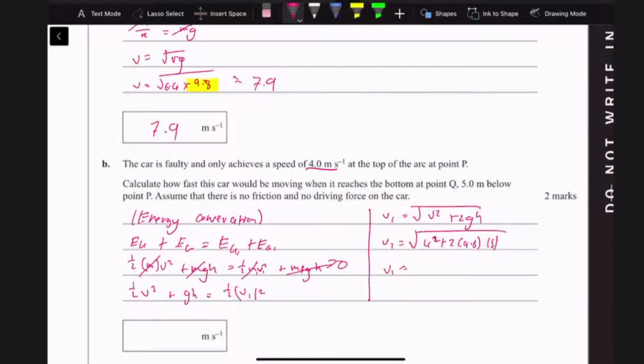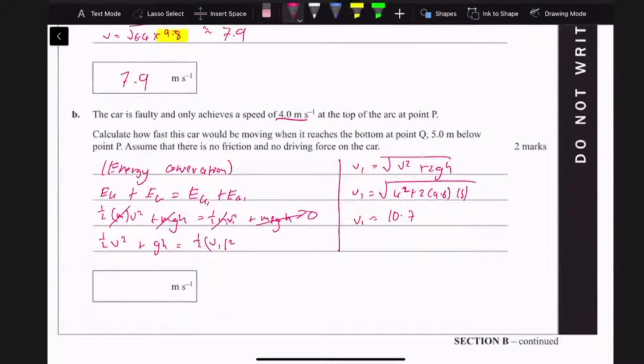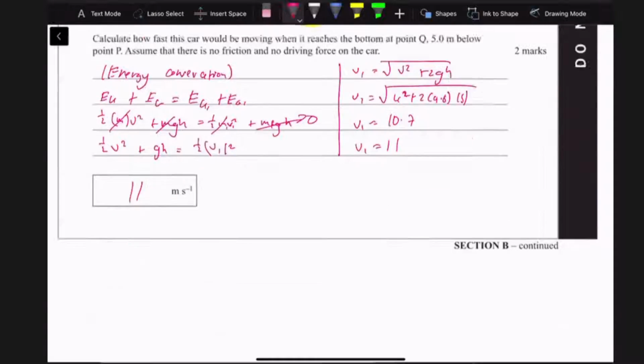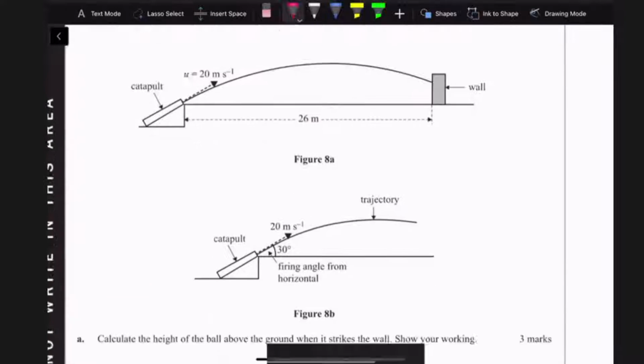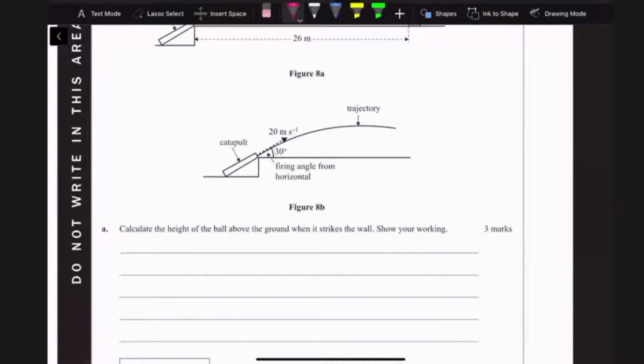And that comes out to 10.7, although technically I think we should just leave it at 11 because of sig figs again, 11. So now we're at projectile motion.